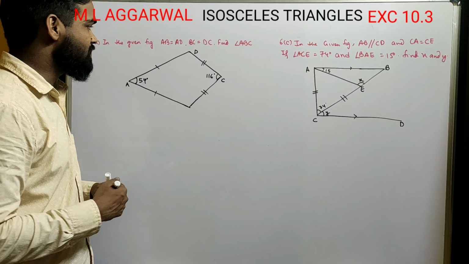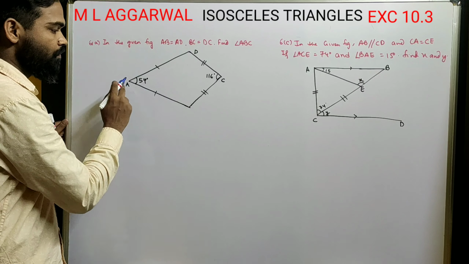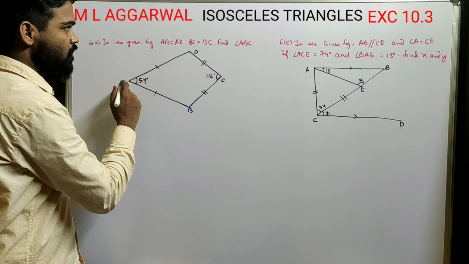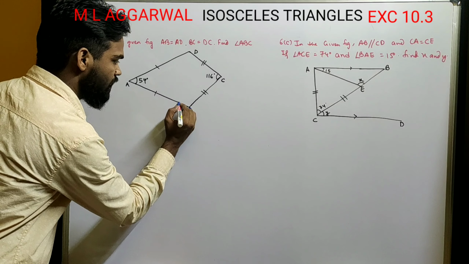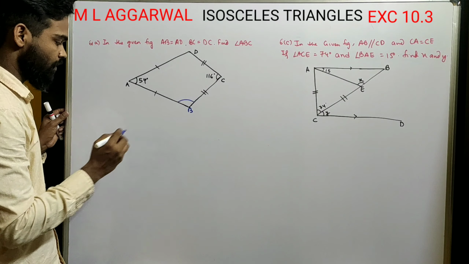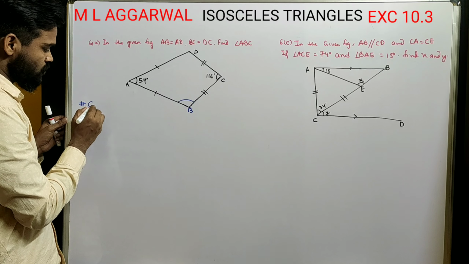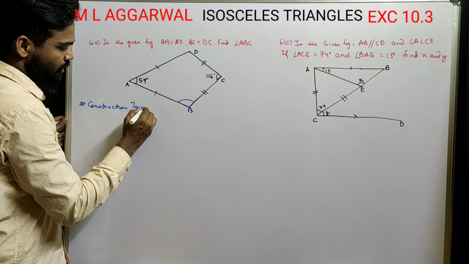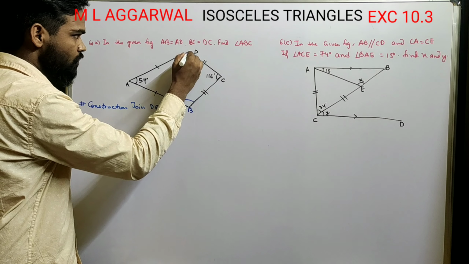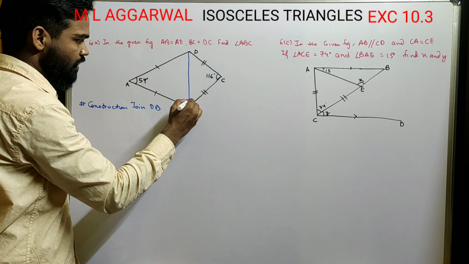Now look at sum number 6, part A. In the given figure, AB is equal to AD and BC is equal to DC. Find angle ABC. They are asking for this angle. What I'll do? I'll first do a construction. And what is my construction? Join DB.